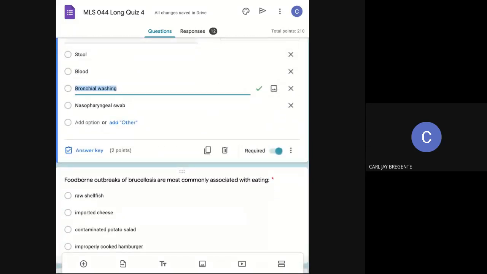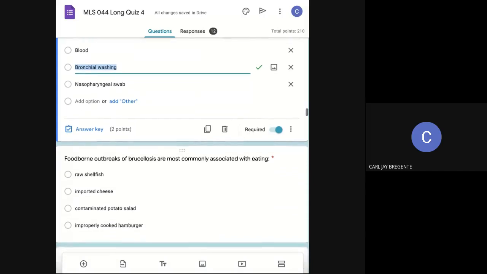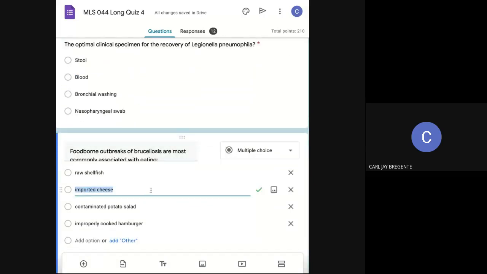Foodborne outbreaks of brucellosis are most commonly associated with imported cheese, milk products for brucellosis. Raw shellfish is for Vibrio, contaminated potato salad is for Campylobacter as well as Staphylococcus. Improperly home-cooked burger is commonly for E. coli.